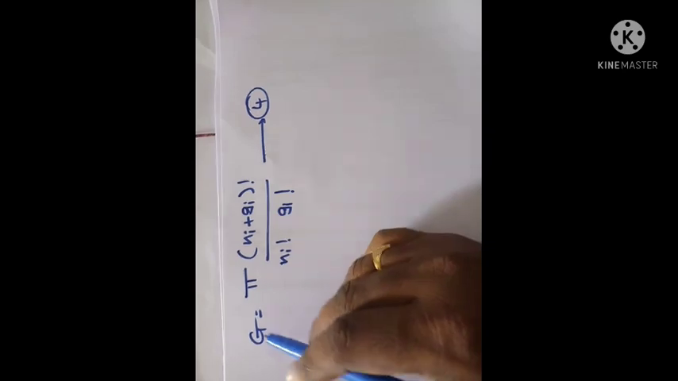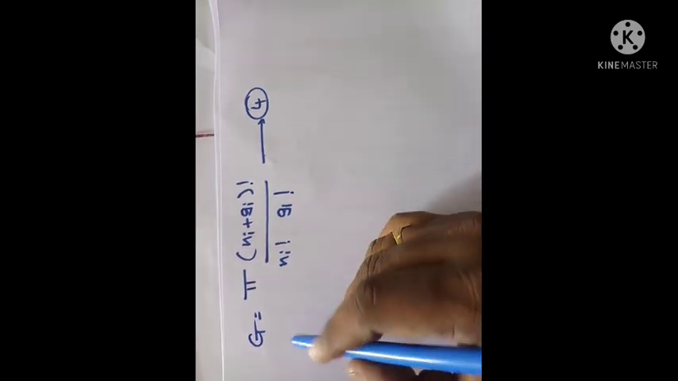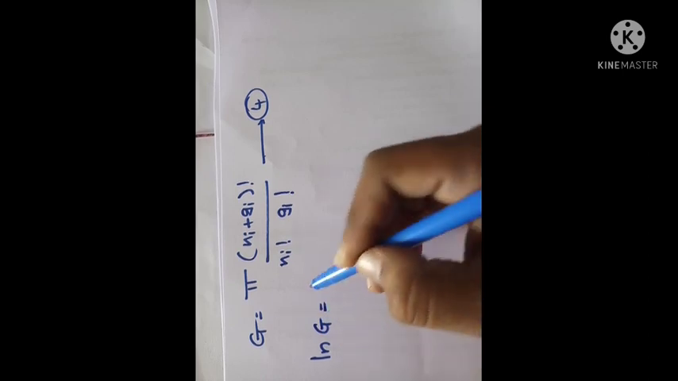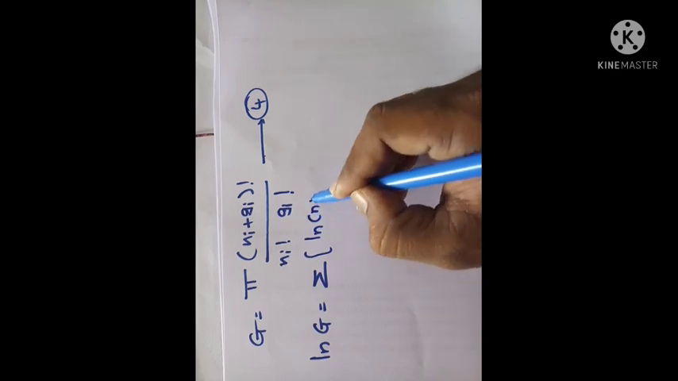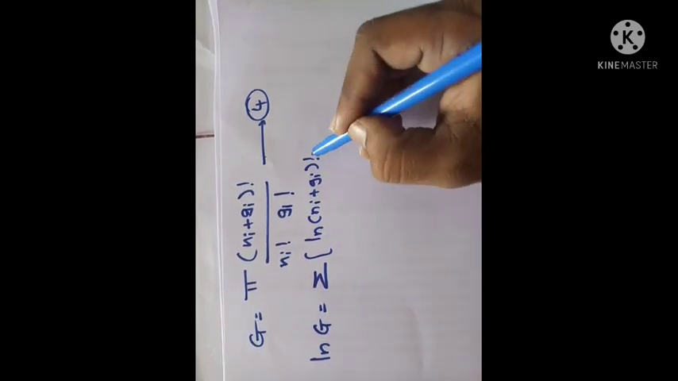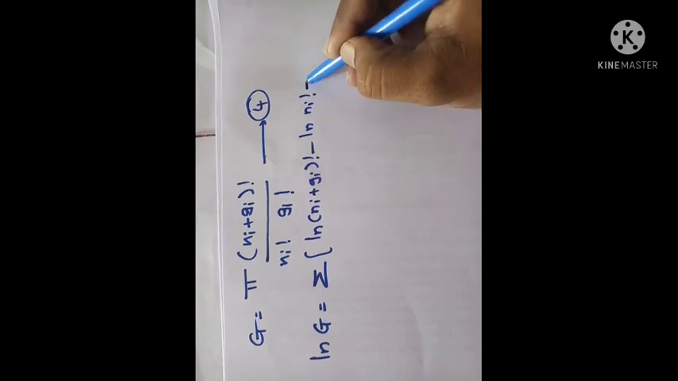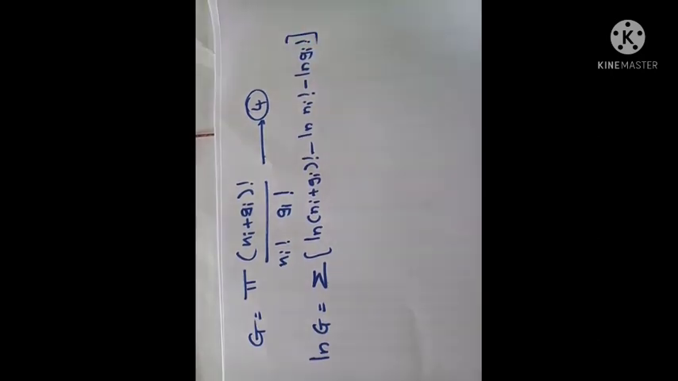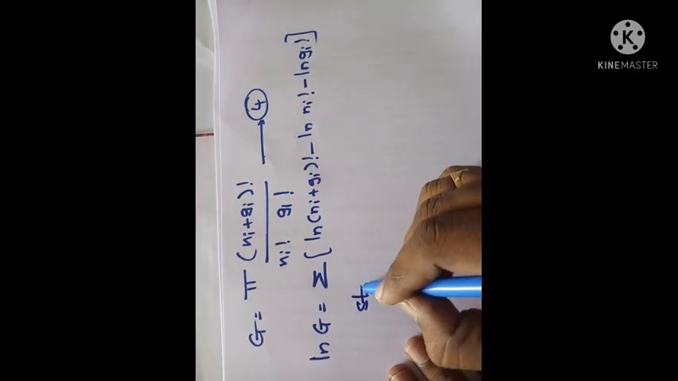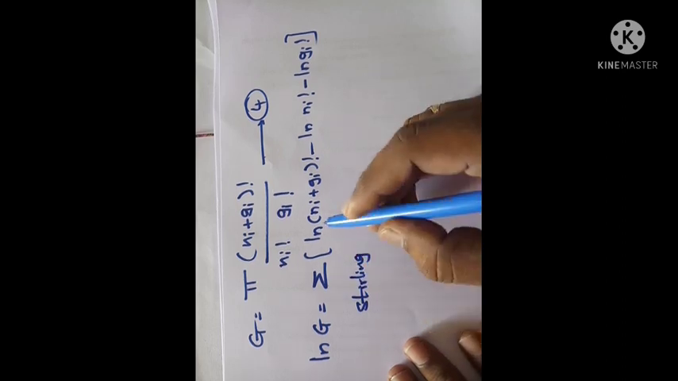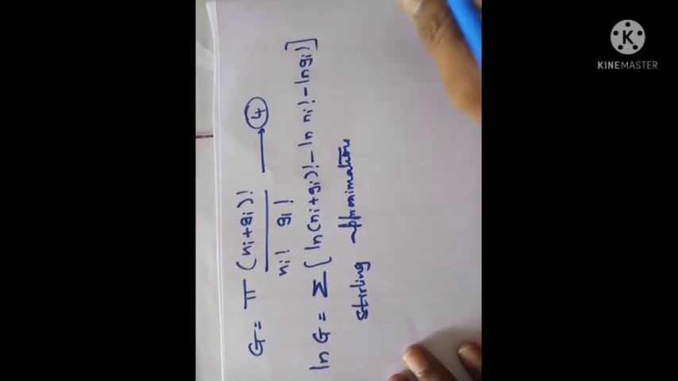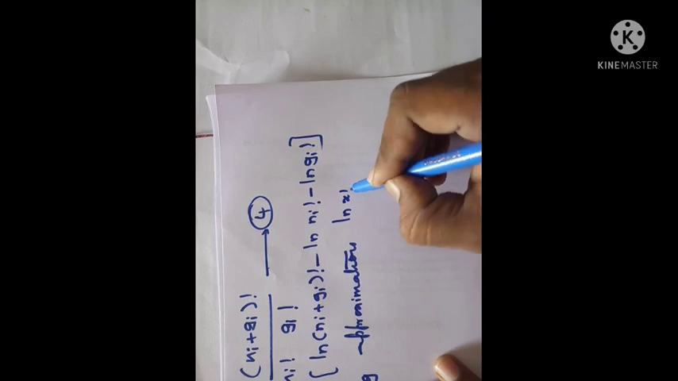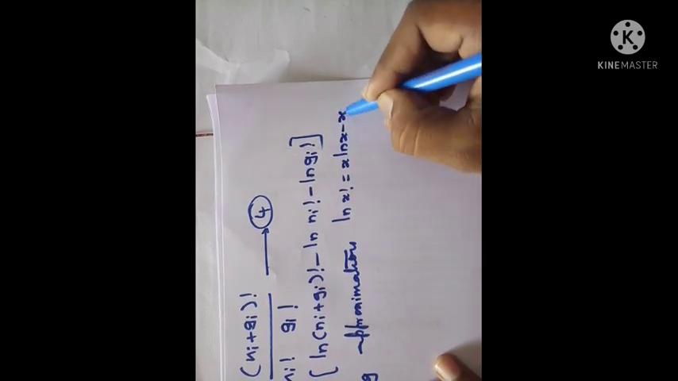Now let us apply log on both sides. If we apply ln on both sides, we'll get the natural logarithm ln g equal to the summation of ln (ni + gi)! minus ln ni! minus ln gi!. Okay, now let us apply Stirling's approximation. Stirling's approximation means ln x! can be written as x ln x minus x.